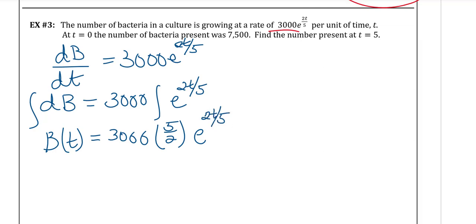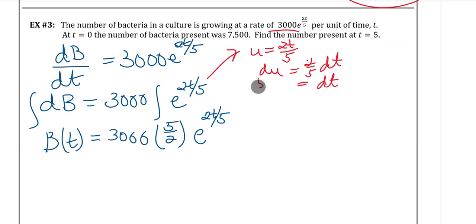If you're not sure where I got the 5 halves, you might want to let that equal u, and then do your du. So you get 2/5 dt, so dt will be 5 halves du. So that's where that comes from. Okay, and then of course we have our plus c.